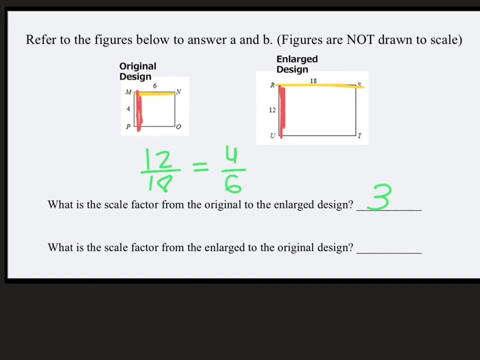So remember, scale factor needs to be written as multiplying by something. So a lot of you will want to say, well, I'm dividing by 3. Well, we want to write scale factor as multiplication. So divided by 3 is the same as multiplying by 1/3. So your scale factor here, going from the enlarged design to the original, would be 1/3.